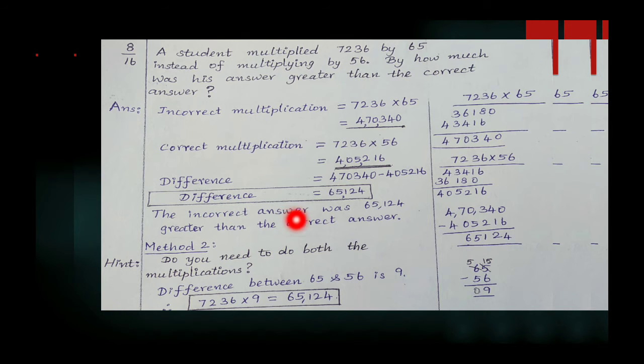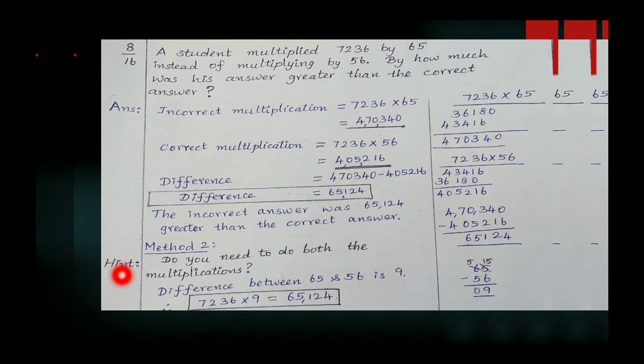The incorrect answer was 65,124 greater than the correct answer. This way you have to complete a word problem. From the question itself, the final statement asks you the question right. Remove the question words. By how much? Remove it. Was his answer? From this, his answer was, or the incorrect answer was. This way you have to write the conclusion. The incorrect answer was 65,124 greater than the correct answer.